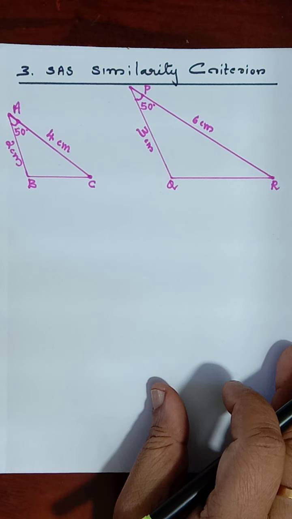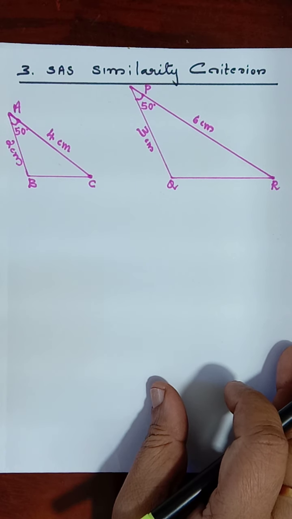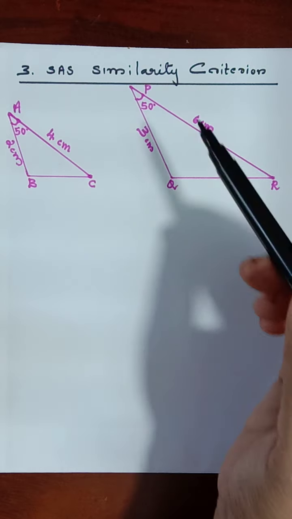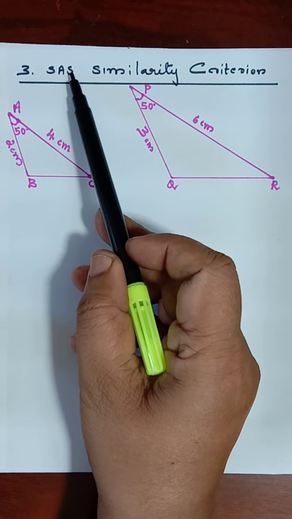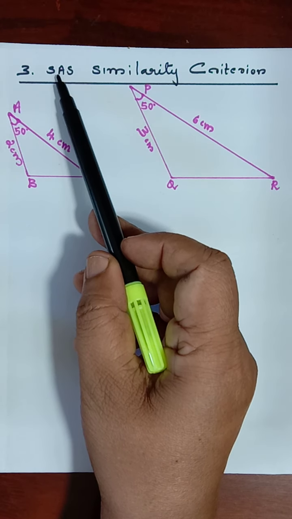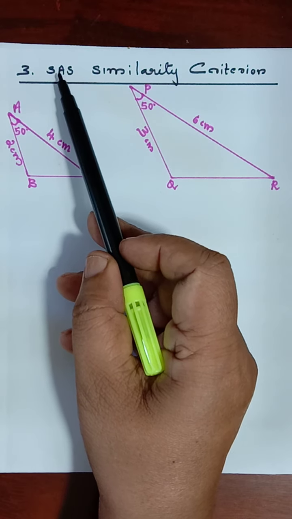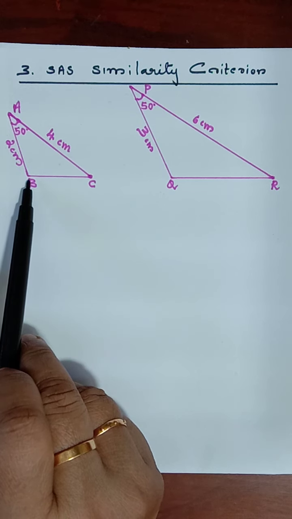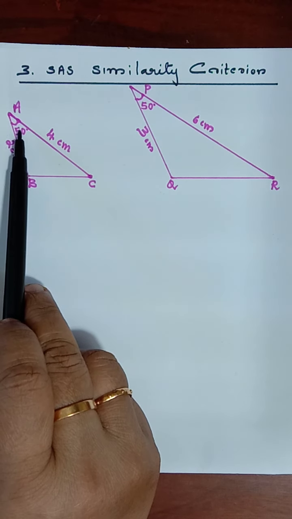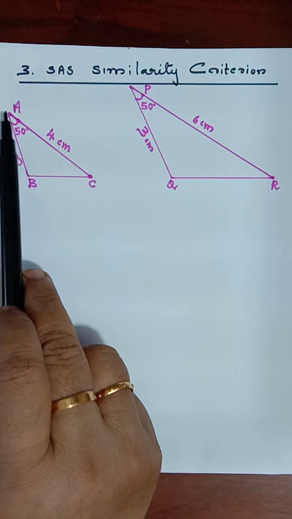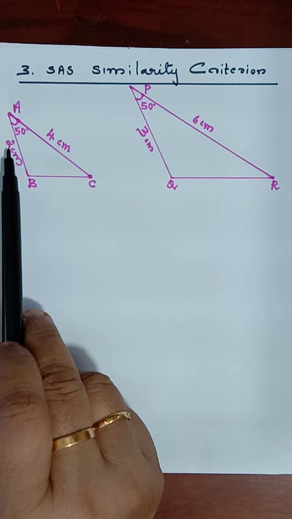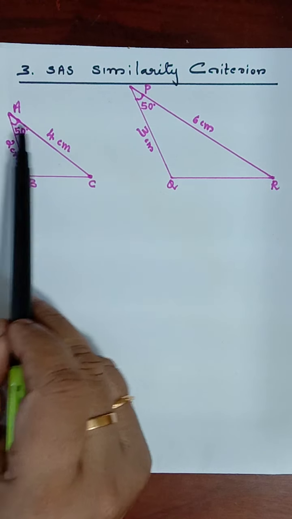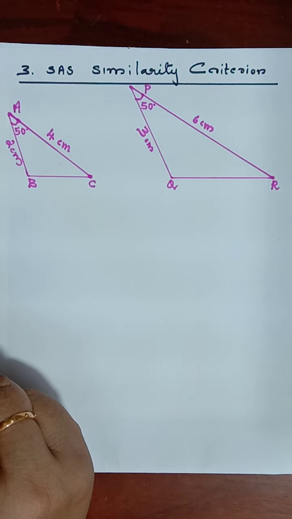Now we will discuss the third criterion. This is also important. SAS similarity criterion. From the very word we will understand that S and S are sides and A is angle. This angle will be an included angle. You can see in the figure. Here AB is given, then angle 50, that is angle A, then AC is given. Two sides are given and in between the two sides we have this angle A.